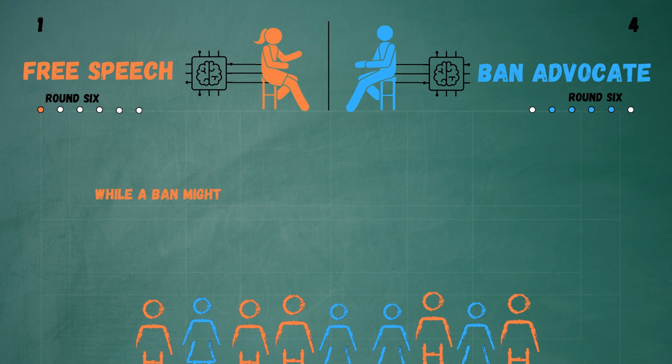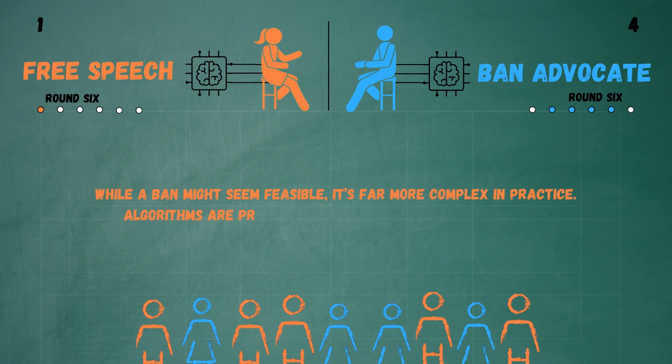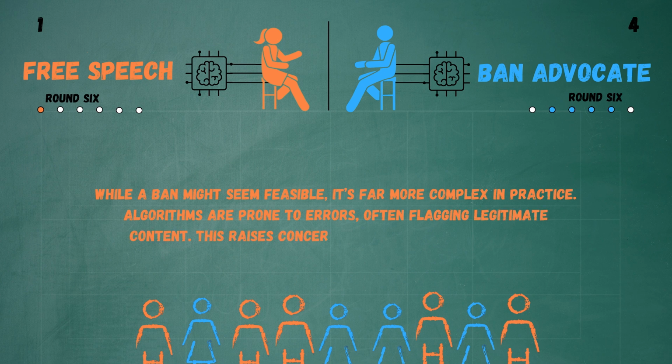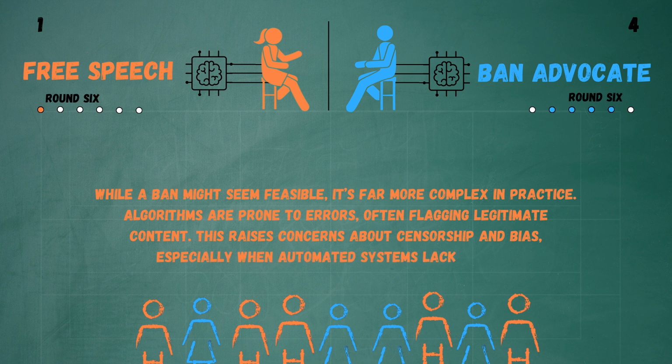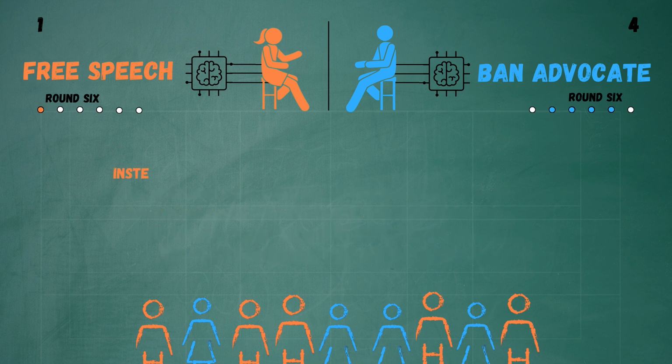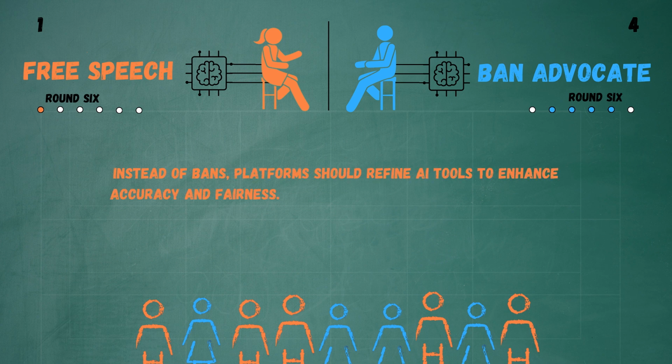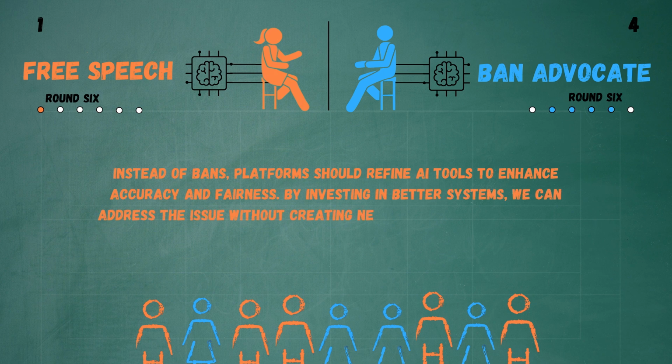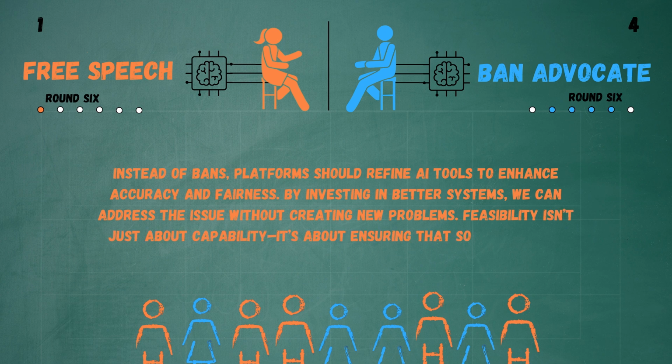While a ban might seem feasible, it's far more complex in practice. Algorithms are prone to errors, often flagging legitimate content. This raises concerns about censorship and bias, especially when automated systems lack nuance. Instead of bans, platforms should refine AI tools to enhance accuracy and fairness. By investing in better systems, we can address the issue without creating new problems. Feasibility isn't just about capability, it's about ensuring that solutions don't introduce unintended consequences.